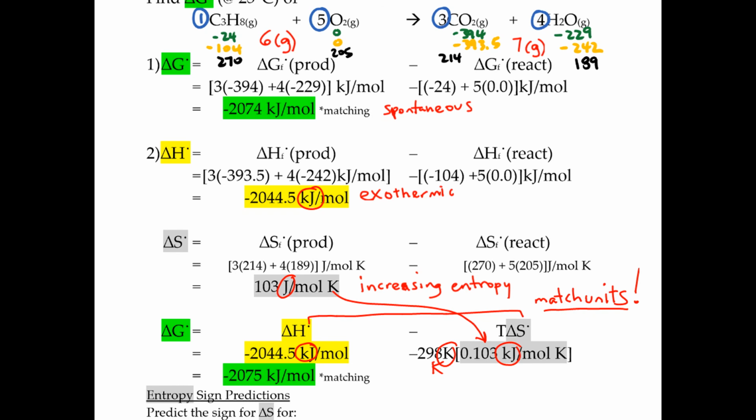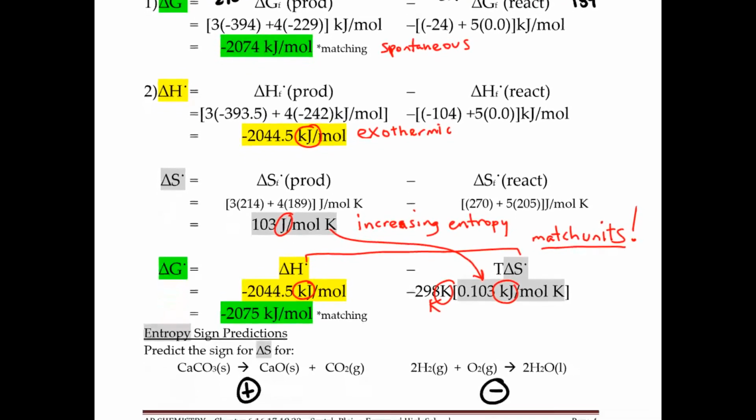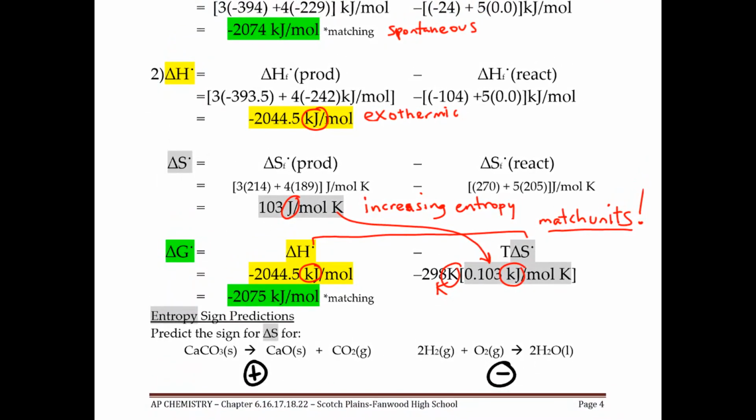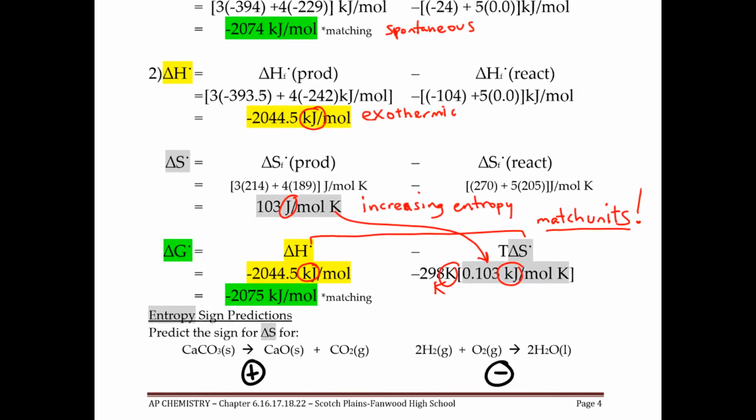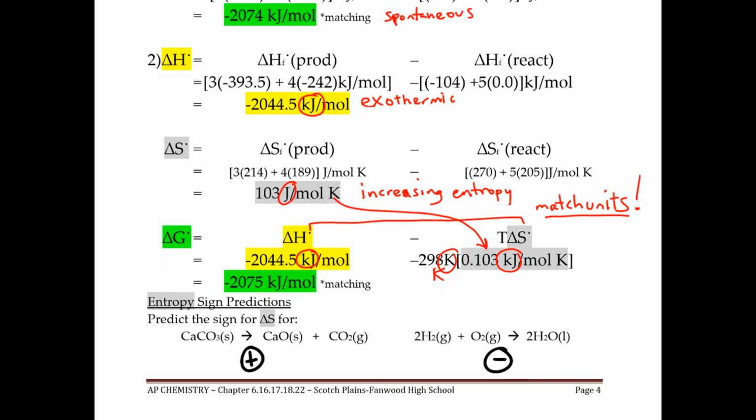Okay, last but not least, we're going to talk about predicting the sign of delta S. So even without the back of the book, you can predict what's going to happen in terms of entropy. So let's take a look at this. This has one solid. So what you have to remember is gas is the most random, followed by aqueous, followed by liquid, followed by solid. So if you have, just count the gases. Forget everything else. Count the gases. If one side has more gas, that automatically wins for entropy.